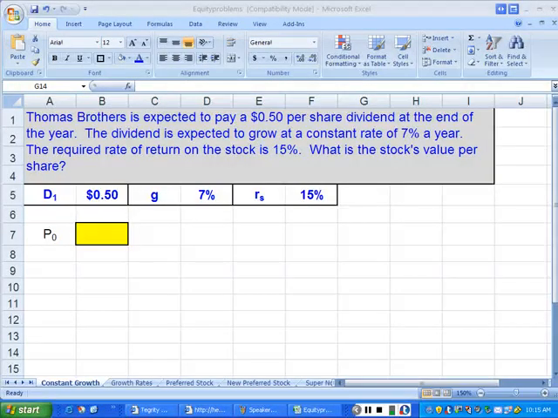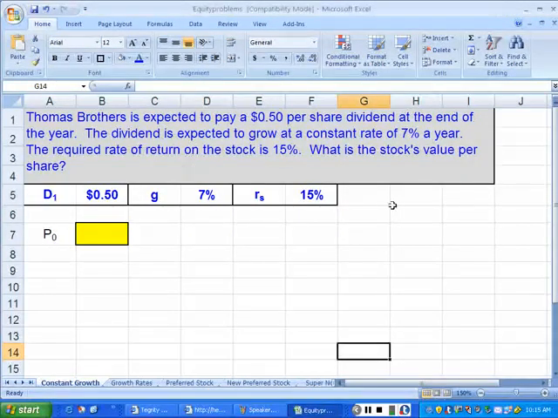A good starting point for looking at equity is the constant growth model, or the Gordon model. Here we've got a case where Thomas Brothers is expected to pay a 50-cent per share dividend at the end of the year. The dividend is expected to grow at a constant rate of 7% a year into the foreseeable future. The required rate of return on the stock is 15%. What is the stock's value per share?